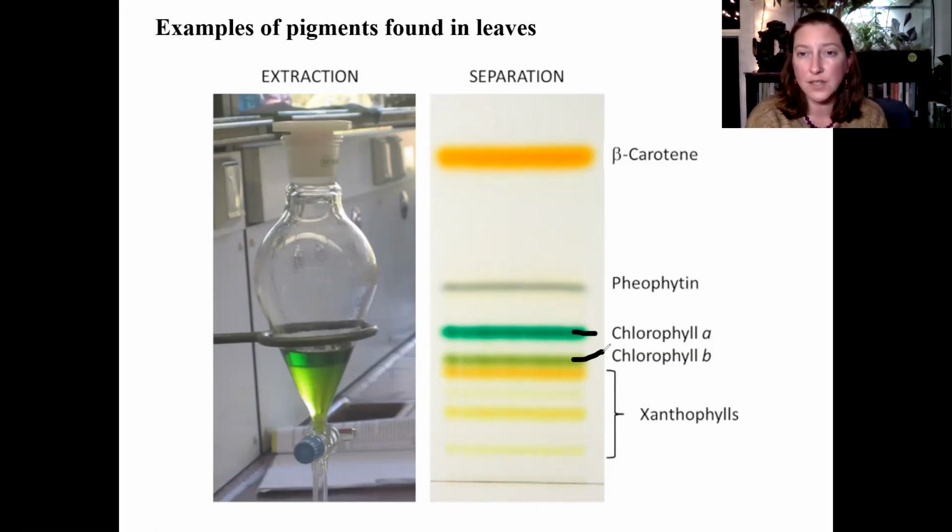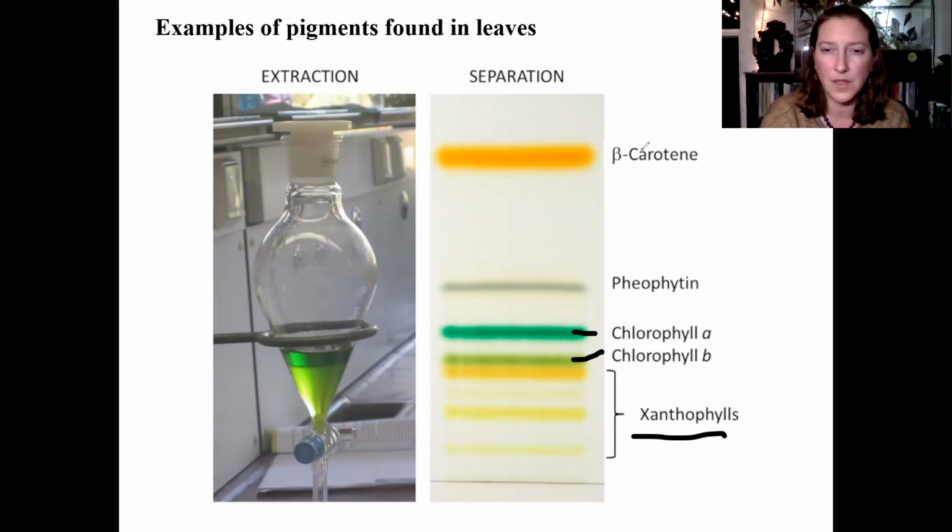Beta carotene, for example, is kind of an orange color. In fact, I think carrots are high in beta carotene. Isn't that why they're called carrots? I think it is. Hence the orange color of carrots usually. Then you also have these yellowish pigments called xanthophylls. And then there's another one, pheophytin, but I don't know too much about those.